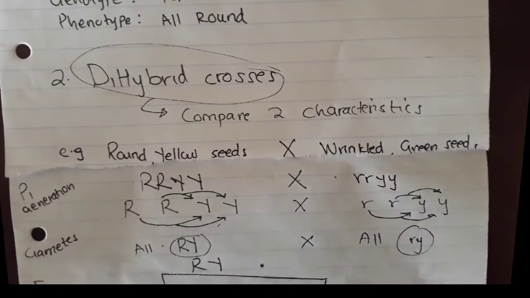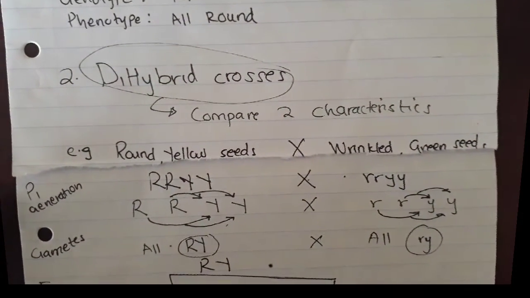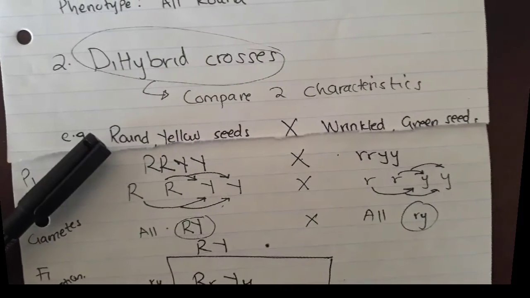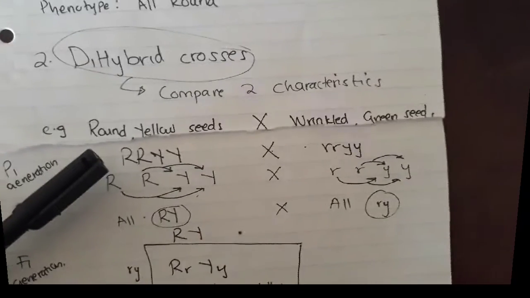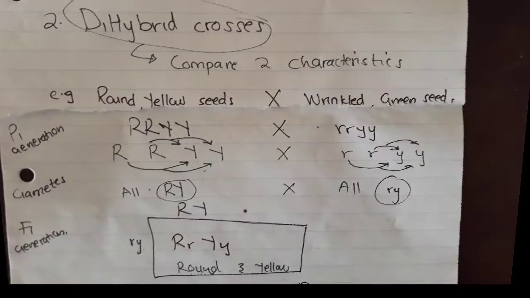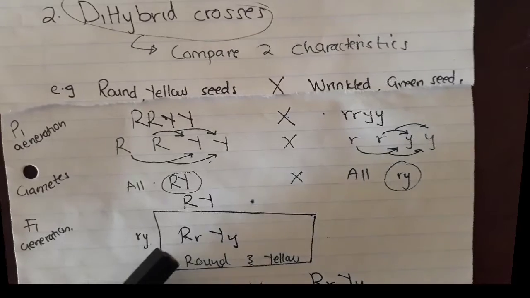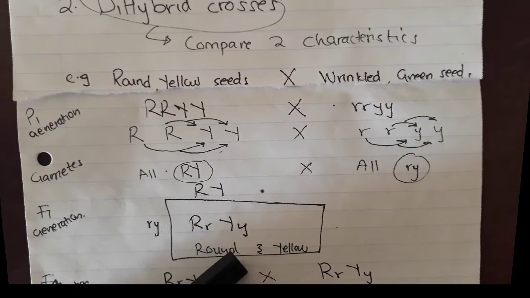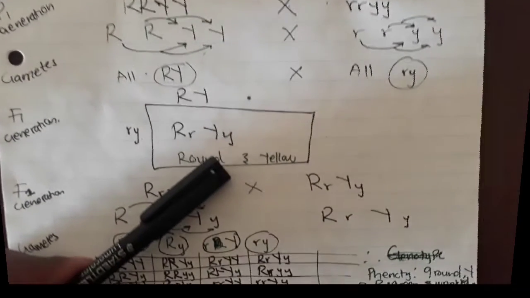So for the second concept, which is dihybrid crosses, this is where we compare two characteristics between parents. So for example, we cross a round and yellow seed parent with a wrinkled green seed parent. So for the genotype, round will be double letter R and yellow will be double letter Y. And if we cross the parents, this is the genotype that we get, and all the F1 generation will be round and yellow.